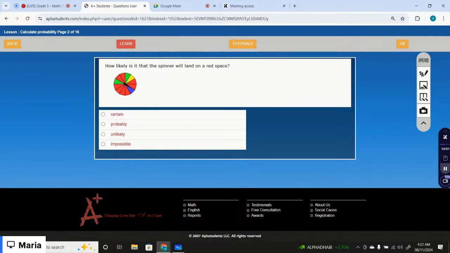How likely is it that the spinner will land on the red space? So, which is the correct option? Certain, probable, unlikely, or impossible. So, which is the correct option?